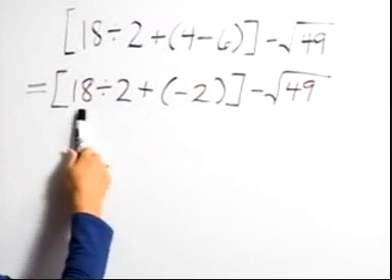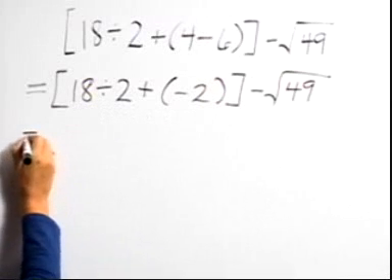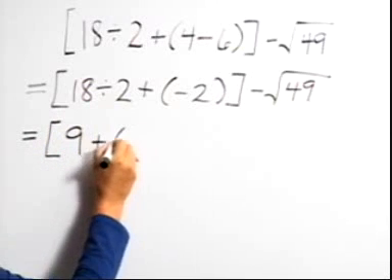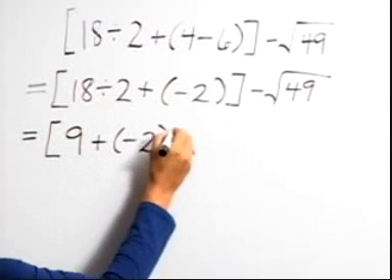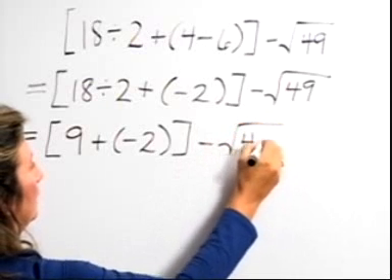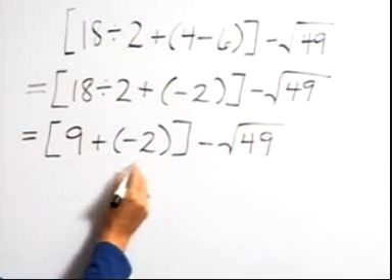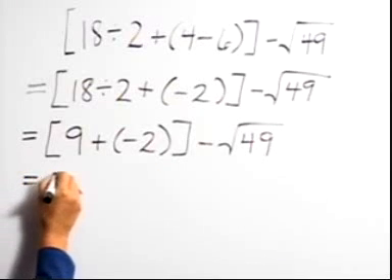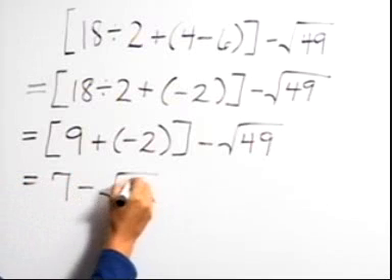Staying inside the brackets, we'll do our division next. 18 divided by 2 is 9, and that gives us 9 plus negative 2, minus the square root of 49. Staying inside our brackets, we have 9 plus a negative 2, which is 7, minus the square root of 49.